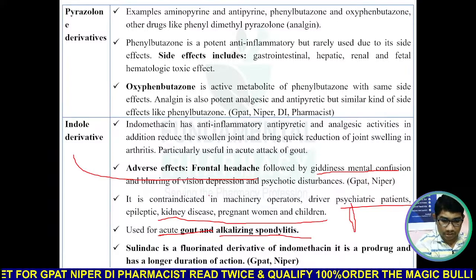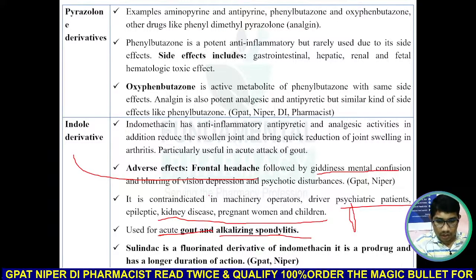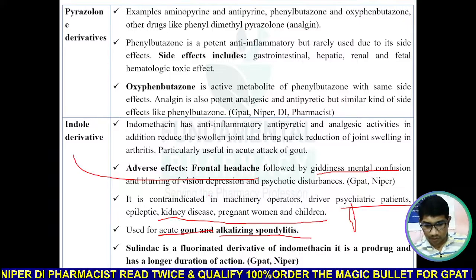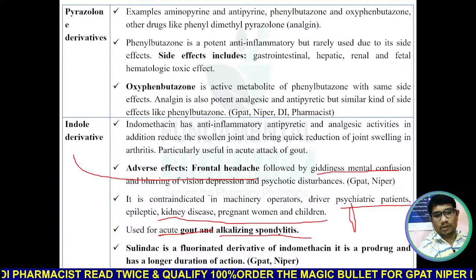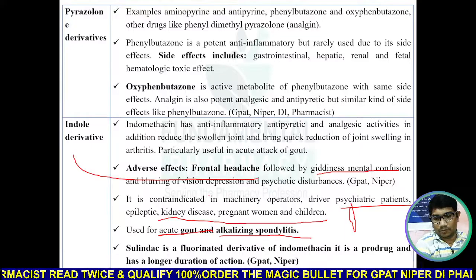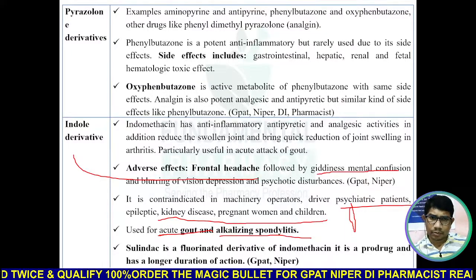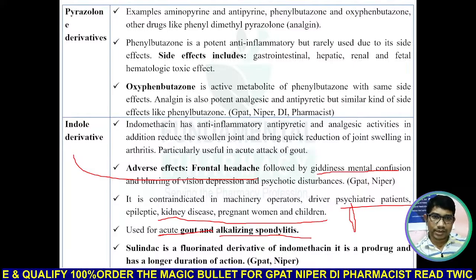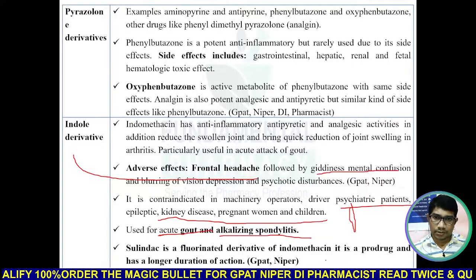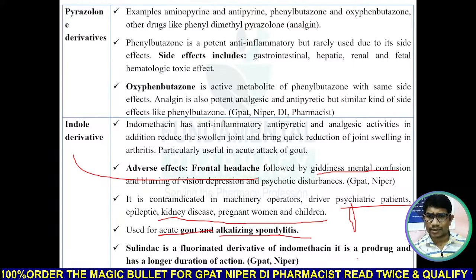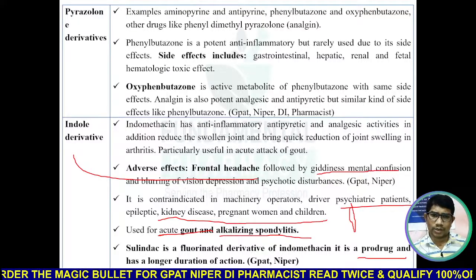That is known as ankylosing spondylitis. Remember. Okay. Now next we'll see. Next is nothing but the Sulindac. Sulindac is a fluorinated derivative of indomethacin, and Sulindac is also a prodrug and has a longer duration of action.